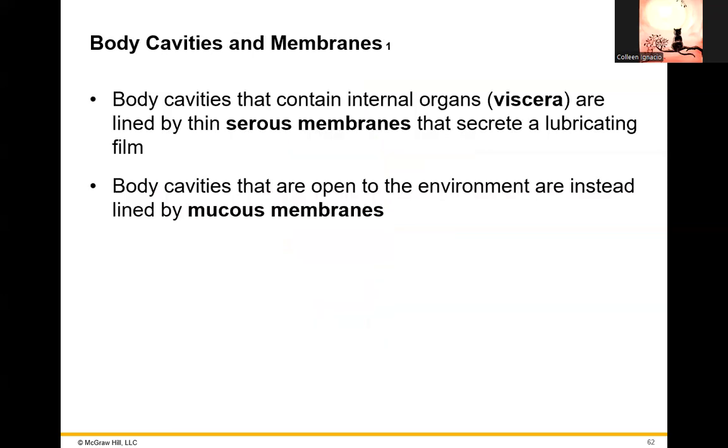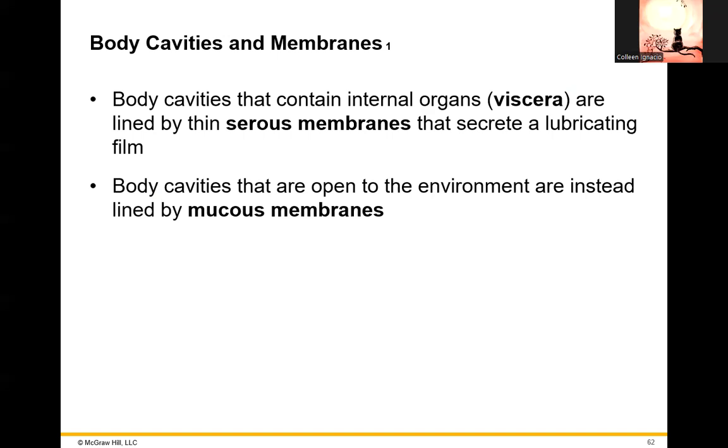All right, so body cavities is another thing that we need to know. And so these body cavities contain internal organs, which are also called viscera. And so these organs are lined by thin serous membranes that secrete a lubricating film. And this is important because that minimizes the friction so that these organs can work and function as they should. Now, body cavities that are open to the environment are lined by mucous membranes, okay? So serous membranes are in our internal organs, and mucous membranes are in organs that are open to the environment.